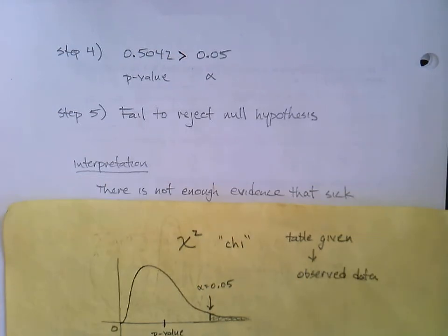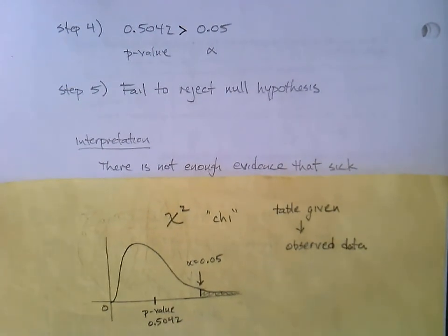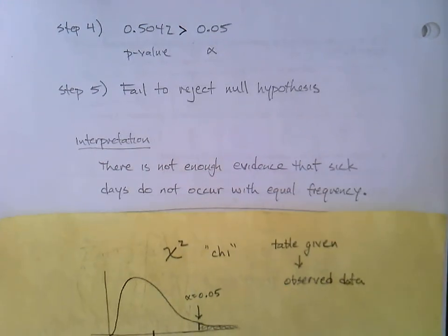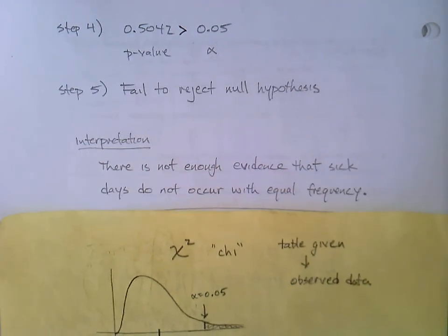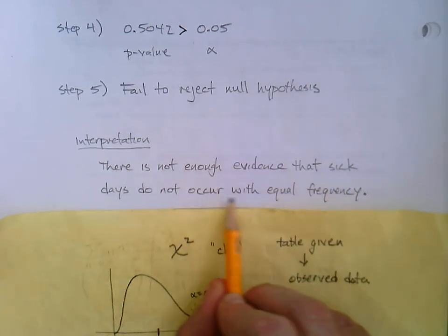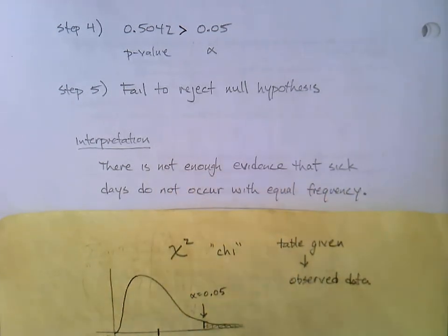While we're at it, let's give the interpretation of the results of our hypothesis test. Because we fail to reject, we'll say there is not enough evidence. And then speak to your alternative hypothesis: there is not enough evidence that sick days do not occur with equal frequency. I'm just repeating the language from my alternative hypothesis and saying there's not enough evidence for that. Kind of a double negative, but that's all right. There you go.